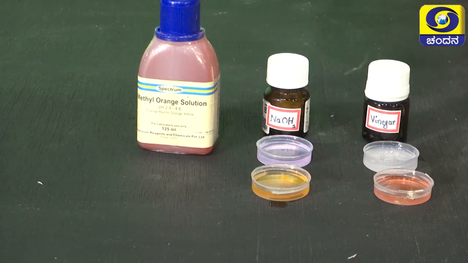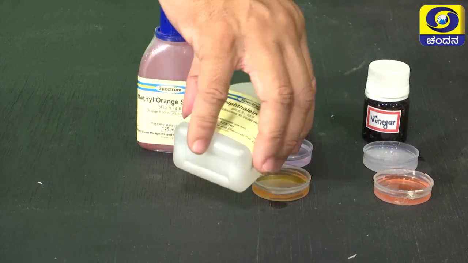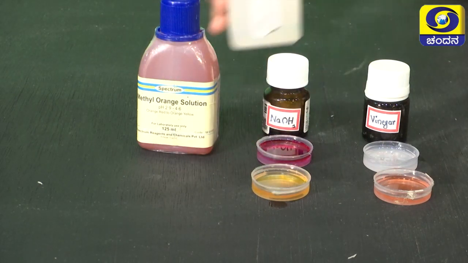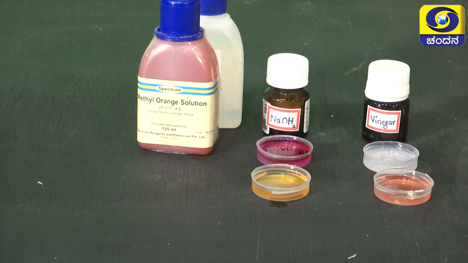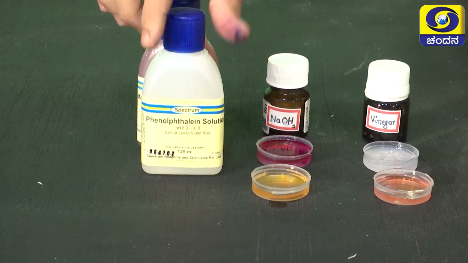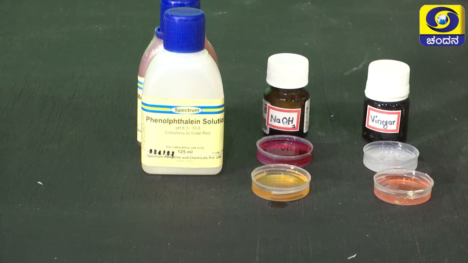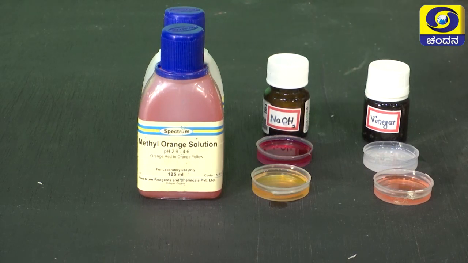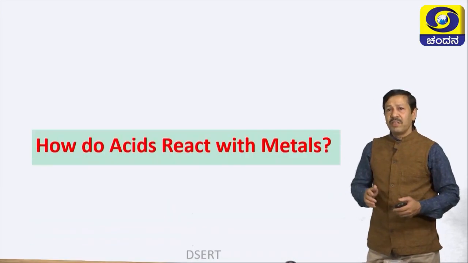Let me add phenolphthalein too. What will you understand? In acidic medium, phenolphthalein remains colorless, but in basic medium turns pink. Similarly, methyl orange is yellow in basic medium and red in acidic medium. Now, let us move on to next slide.